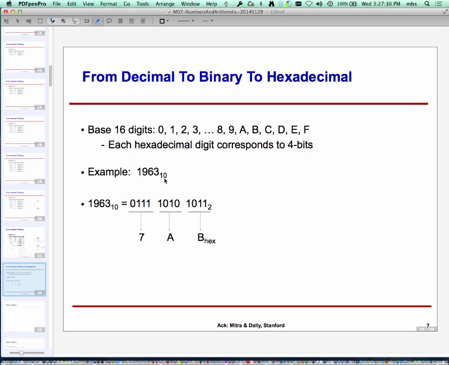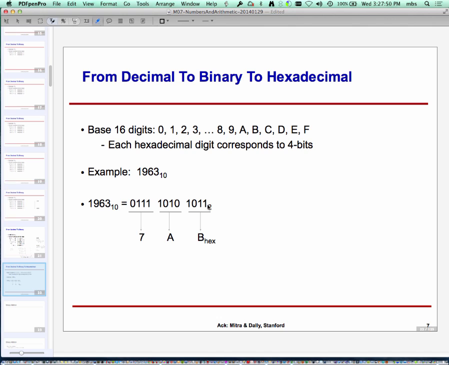So let's say I'm given 1963 in base 10. I can do what we previously did to come up with a binary representation, and in this case the binary representation is 111 1010 1011. To go to base 16, if you think about it, 16 is 2 to the power 4. So each hexadecimal digit corresponds to 4 bits.